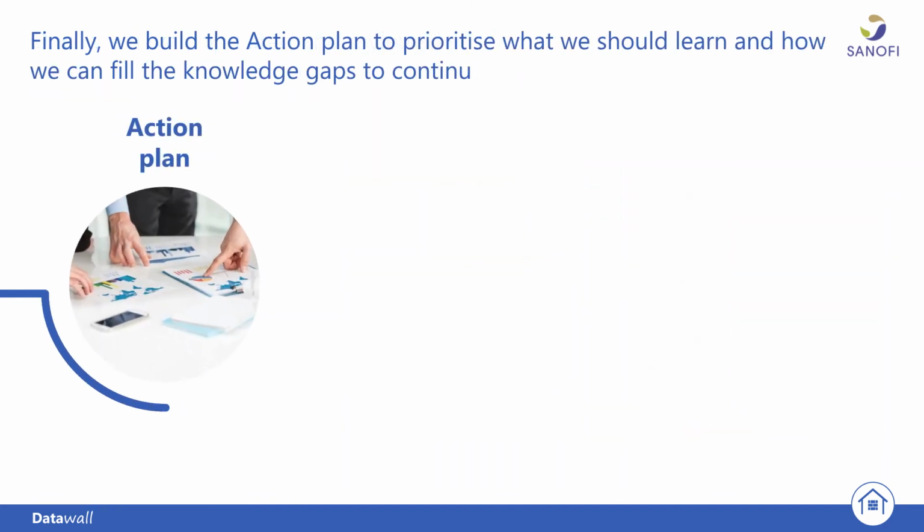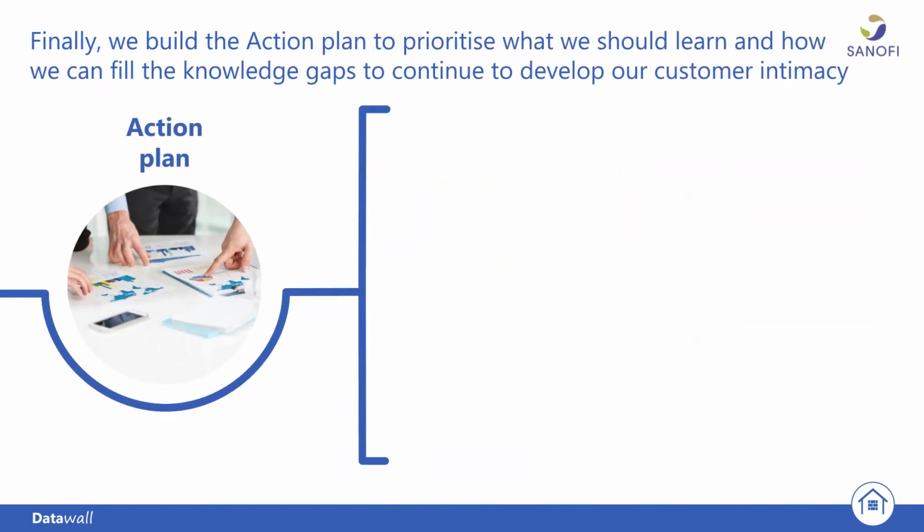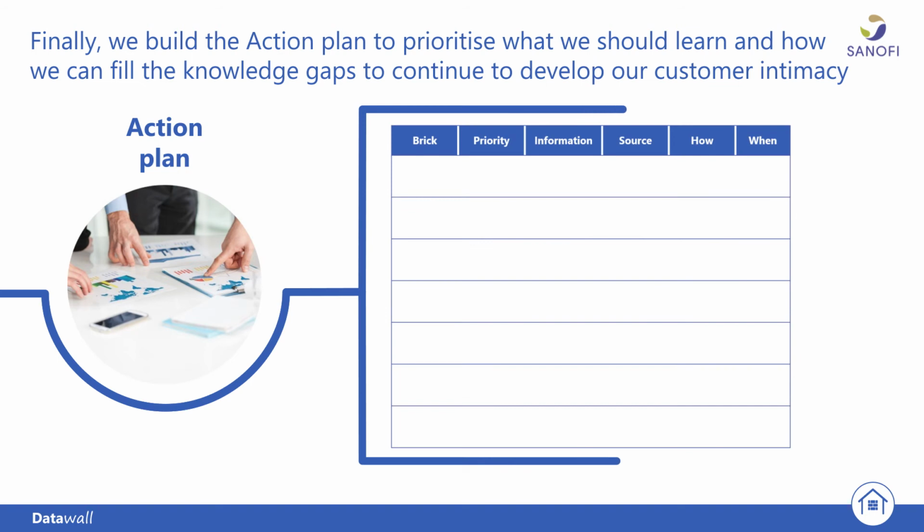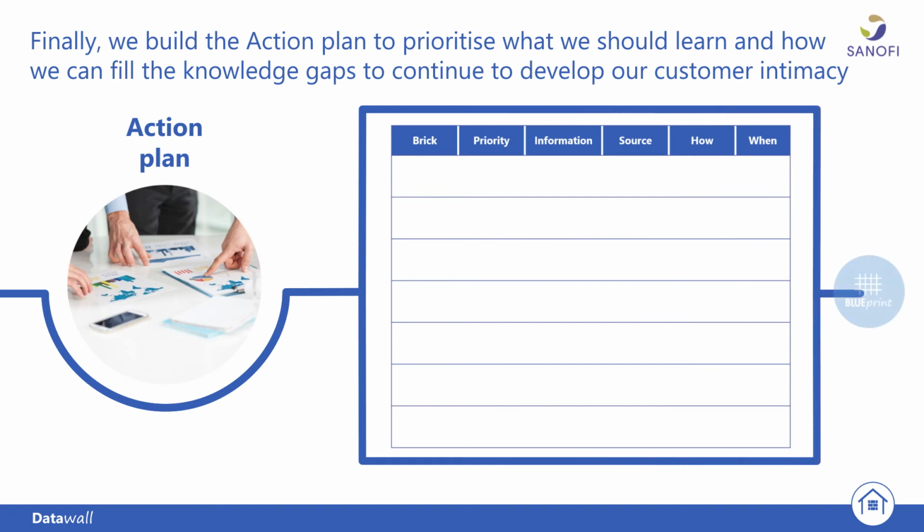Finally, we build the action plan to prioritize what we should learn and how we can fill the knowledge gaps, so we can continue to develop our customer intimacy. This creates our blueprint, which we can update over time in order to recognize, record, and understand customer changes on an ongoing basis. We should create a new blueprint at least once a year to ensure that we're continuously learning more and updating our customer knowledge.